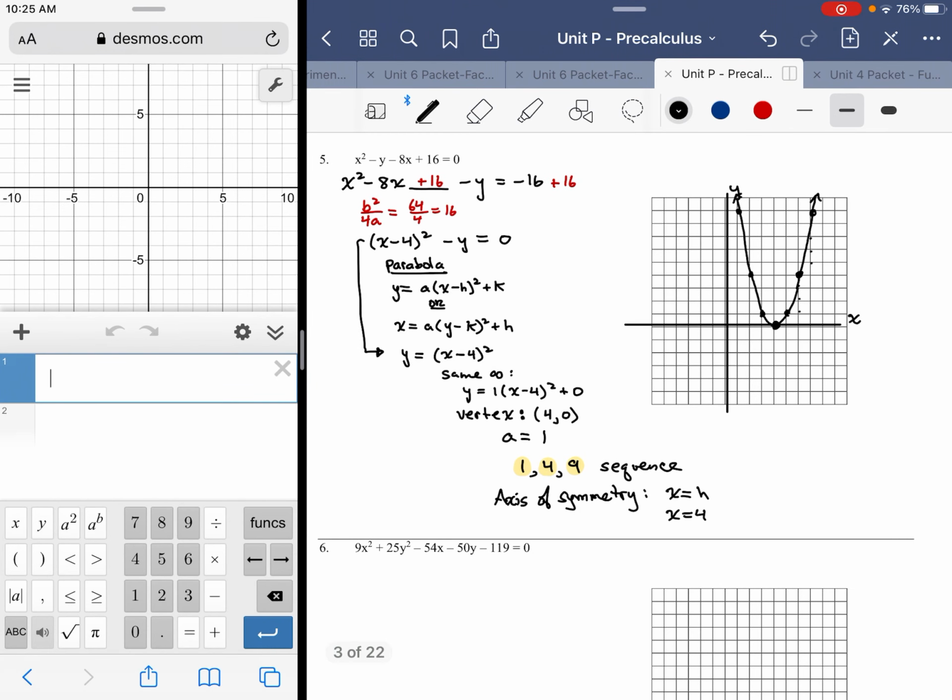Oh, and I've been kind of neglecting this. I have the screen right here. If you have x squared minus y minus 8x plus 16 equals 0, in this implicit form that was given to us, you can always just plot it in Desmos, come up with a graph, and then reverse engineer the equation from there.